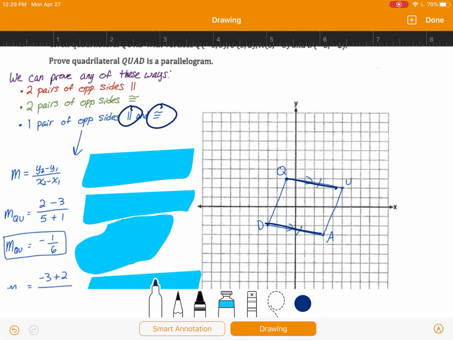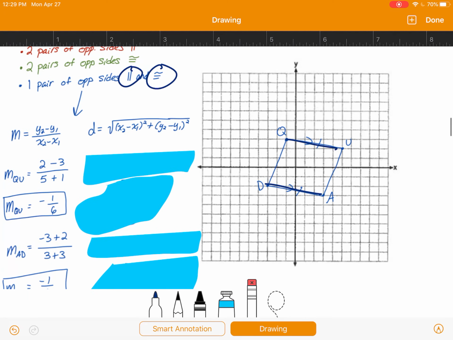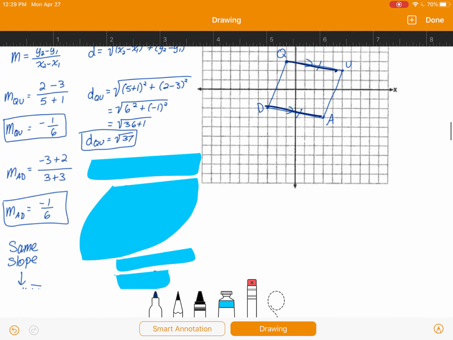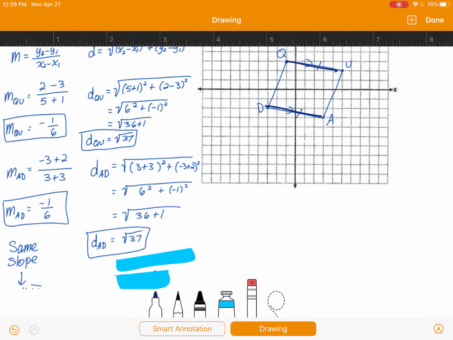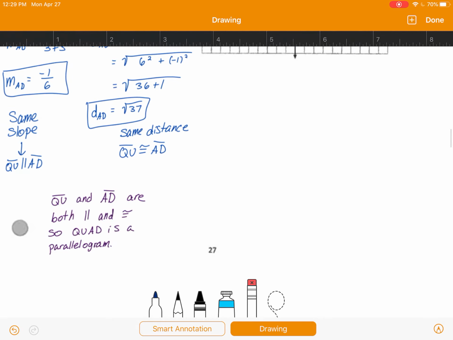Now we need to go for the other one. We also want to say that they are congruent. So since they're congruent, we're going to use the distance formula, because that talks about the length. And we're going to do the distance for the same 2 sides. QU is going to be the square root of 37, and AD is also the square root of 37. So we have the same distance, which means they are congruent. And since both of those are both parallel and congruent, that means it's a parallelogram.